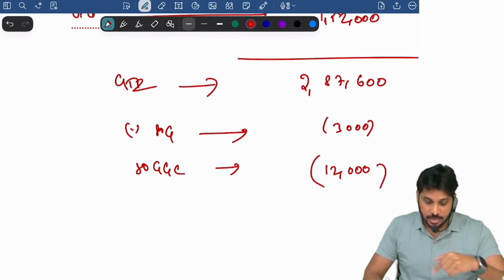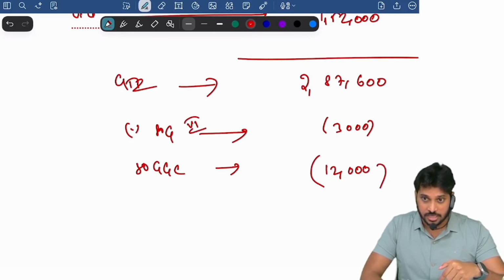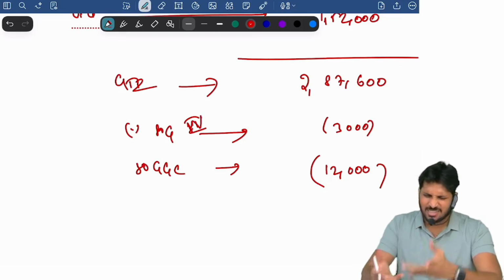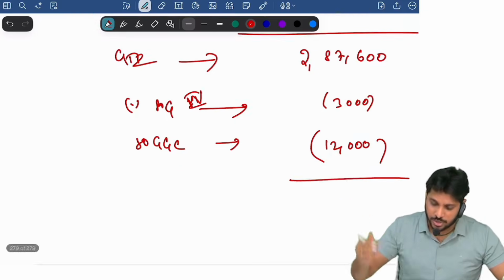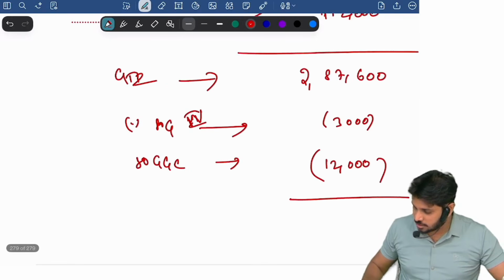Here when you are claiming Chapter 6A, because it is a category 4 donation, you need to calculate ATI, adjusted total income. But it doesn't matter here. The limit is there, and it's a very small amount they paid. So I didn't compute it and directly did that. 2,87,600 minus 3,000 minus 12,000 is equal to how much?